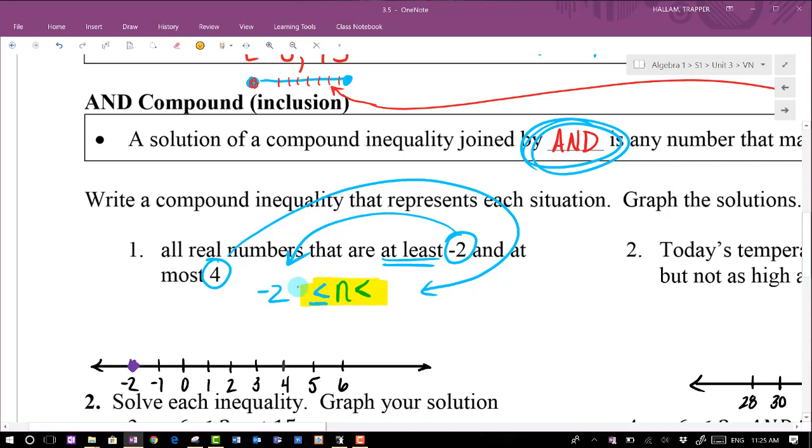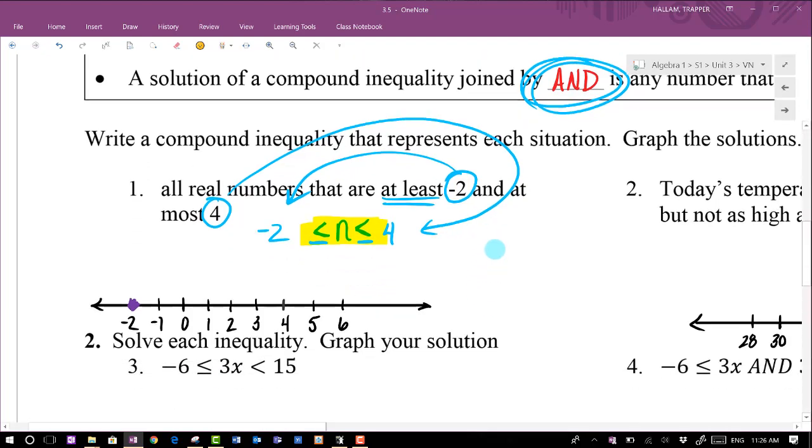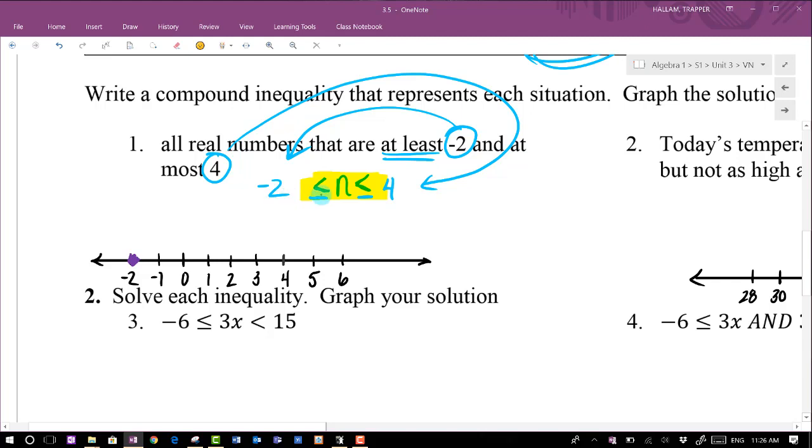And at most 4. So that means 4, then our upper boundary goes up here, and that is also included, because at most means that 4 is part of the solution, and at least means -2 is part of the solution. That's how I know that those are included. So there's our compound inequality: -2 is less than or equal to n, which is less than or equal to 4. Okay, now we're asked to graph that as well.